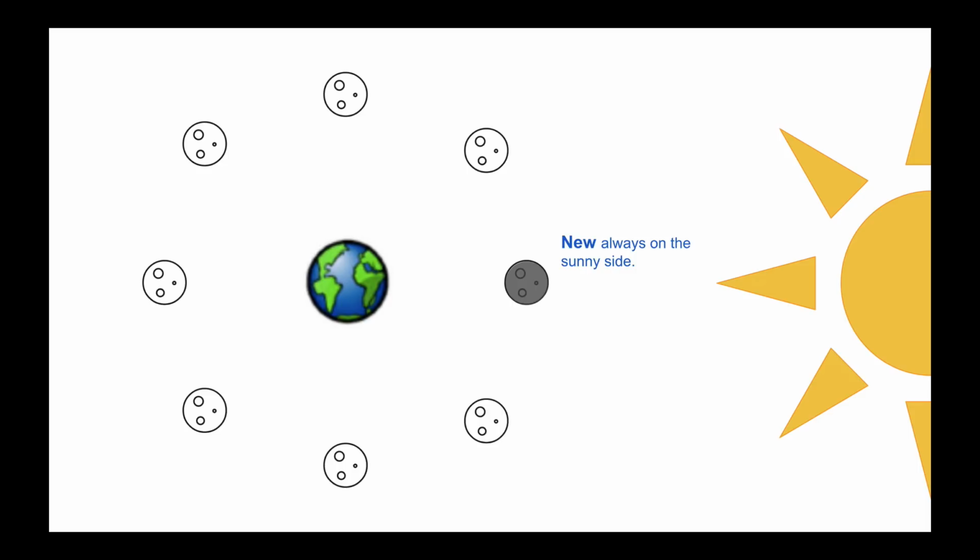Alright, we're going to start with the new moon. It's always on the sunny side. So no matter where the sun is in the model, on that sunny side, that's where the new moon is. And then opposite of that, on the other side, is going to be the full moon every single time. So when looking at a model like this, new is on one side, full is on the opposite side.